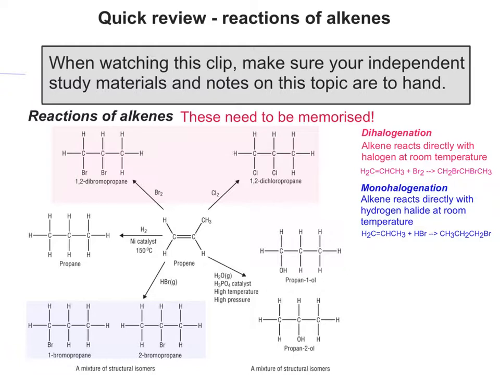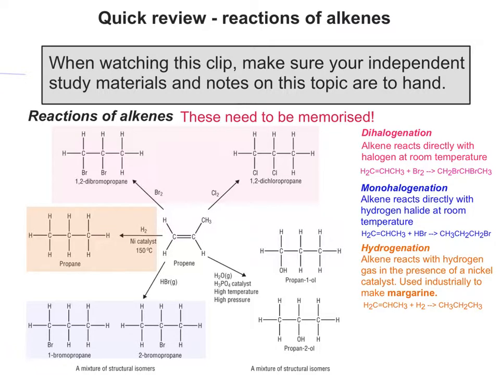So the next one is monohalogenation. I've moved to the bottom of the flowchart because I want to stay with the halogenation theme. It's probably a little bit easier to compare the two directly because we've talked about them earlier in terms of electrophilic addition. So this time the alkene reacts directly with hydrogen halide. This time it will be hydrogen bromide, obviously, at room temperature to produce a monohalogenated alkane as opposed to a dihalogenated alkane.